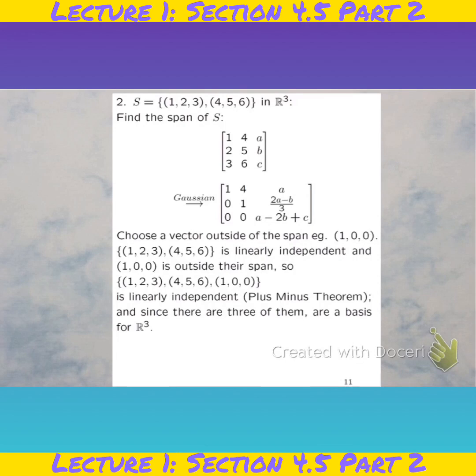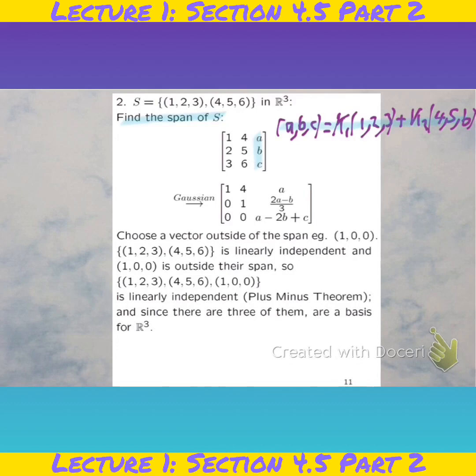Now, what we need to do is find the span of S. So we need to find all vectors A, B, and C such that (A, B, C) is a linear combination of the 2 vectors (1, 2, 3) and (4, 5, 6). Okay, so we have to set up a linear system. So look at this linear system here. We want to find all vectors that are linear combinations of those 2 vectors.